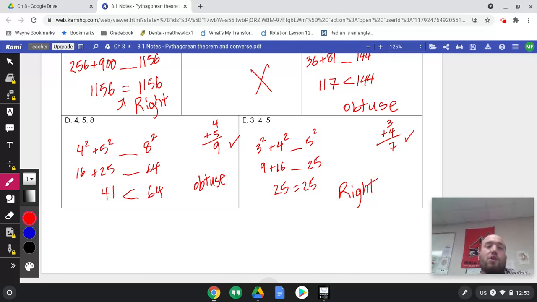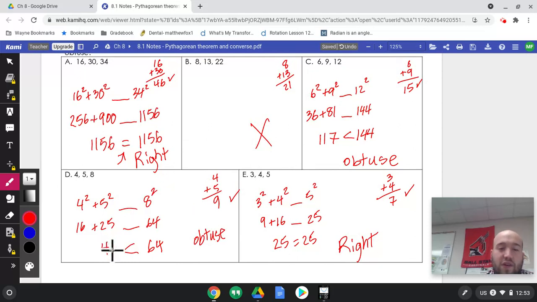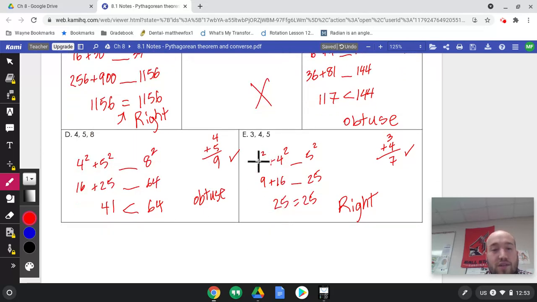Okay, now none of these were acute, but remember, if it was acute, that would mean your left side would be bigger than your c squared. Okay, a squared plus b squared would be bigger than c squared. That would make it acute. And this last one, it doesn't ask us to, but 3, 4, 5, it's a right triangle. That's an example of a Pythagorean triple.